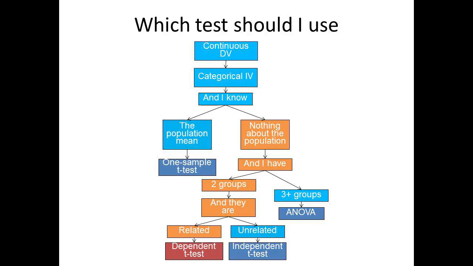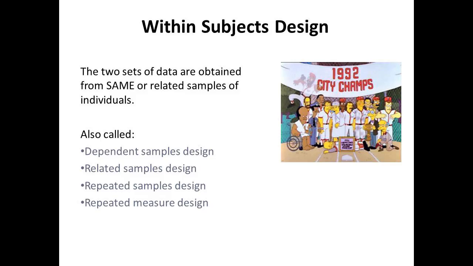Yay! Phew, okay, so that's the unrelated sample. Let's now take a look at what happens when we have dependent or related samples. When you have related samples, what you have is what's often called a within subjects design. That's when data are obtained from the same or related samples of individuals. It's also sometimes called dependent samples, related samples, repeated samples, or repeated measures. Again, the terminology doesn't matter. They're all referring to the same thing.